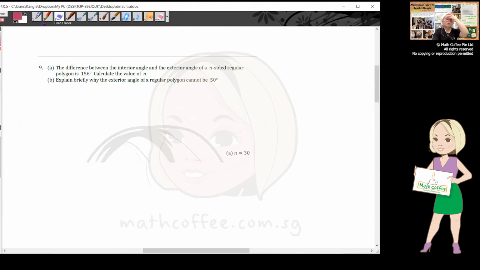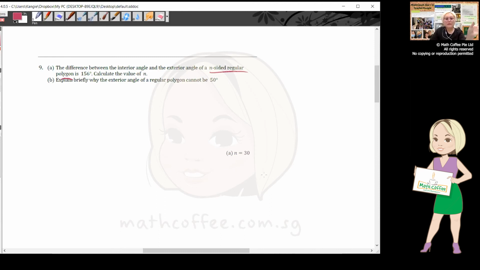Okay, the difference between the interior angle and the exterior angle of an n-sided regular polygon is 156. Calculate the value of n. Okay, this one I have to form an equation. This is the same polygon that we're talking about, so you have to use the formulas.